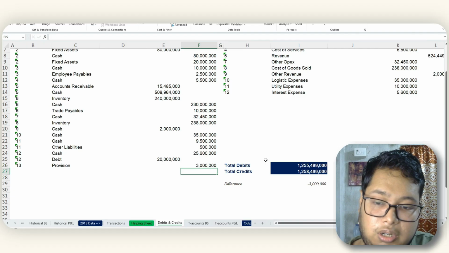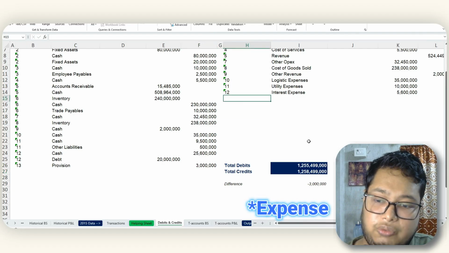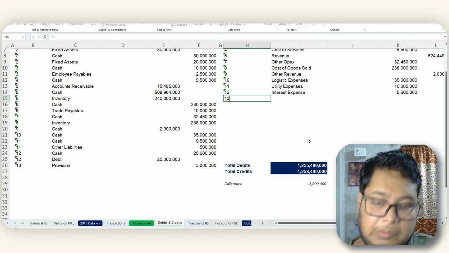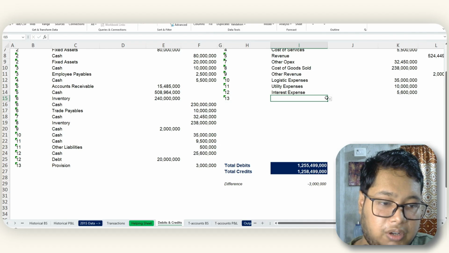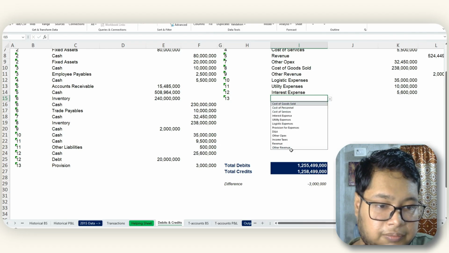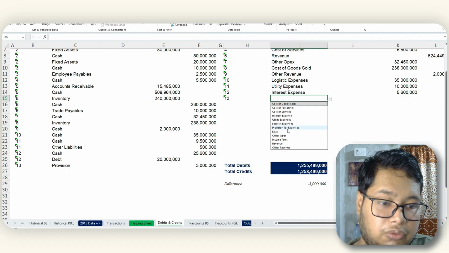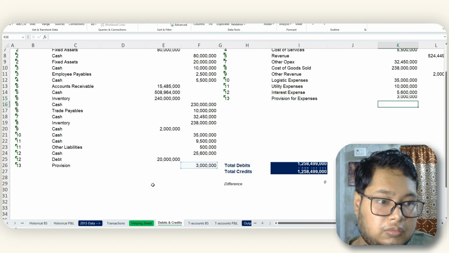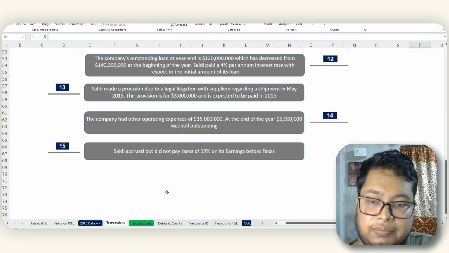So the $3 million provision will not be in cash. Yeah, provision is an expense. We have to show it as an expense, just like depreciation, we also have to record it. Provision is an expense, right? So the cost of provision, yeah, provision expense, the same number equals to this. Yeah. So this is done. The provision expense is done, and now let's see the 14th transaction.